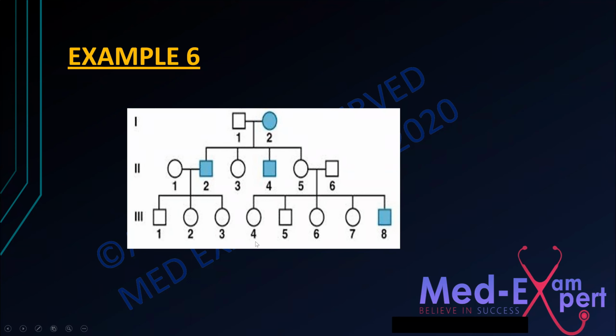Take this as two separate graphs. Here, in this graph, baby number 8 is born to 5 and 6, but 5 and 6 are unaffected. So an unaffected couple having an affected baby cannot be dominant. Okay, that is point number one. So it is recessive. Next point. Here, the mother is transferring the disease only to sons.